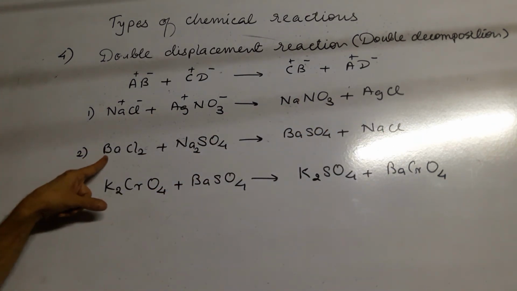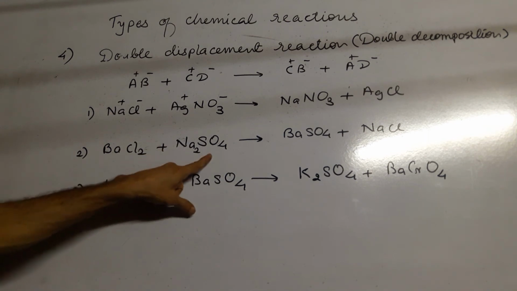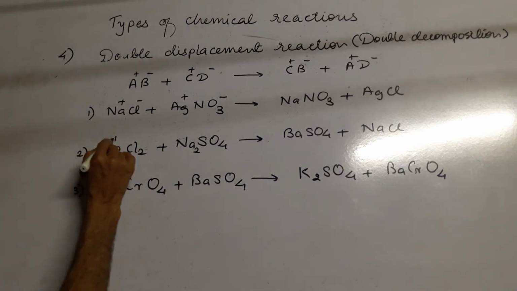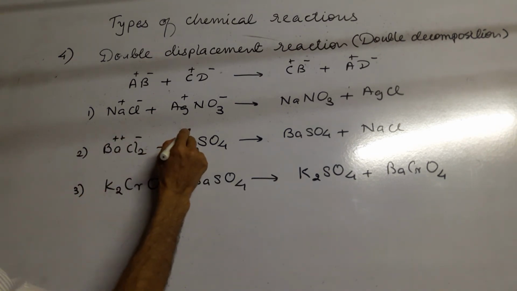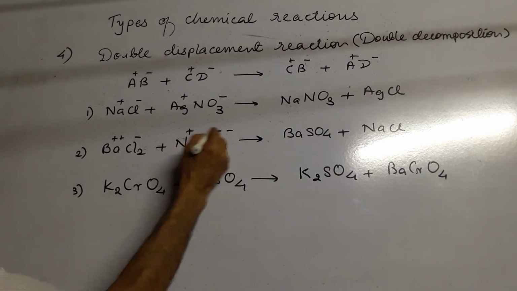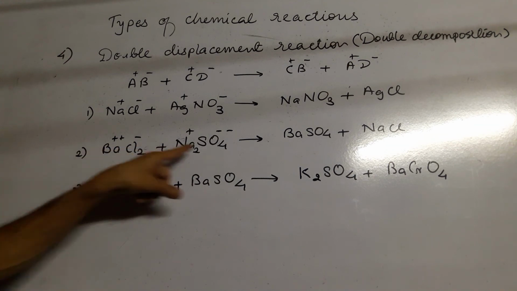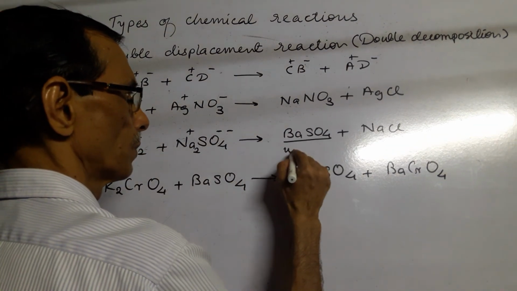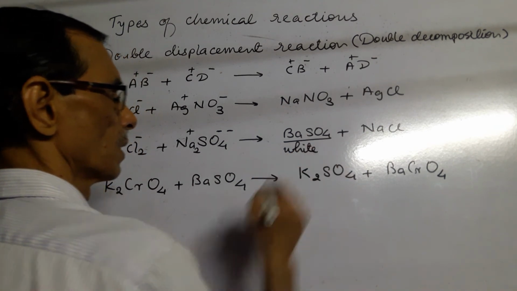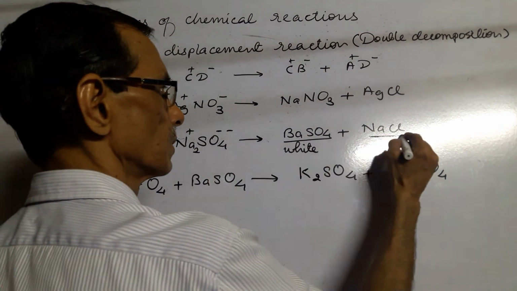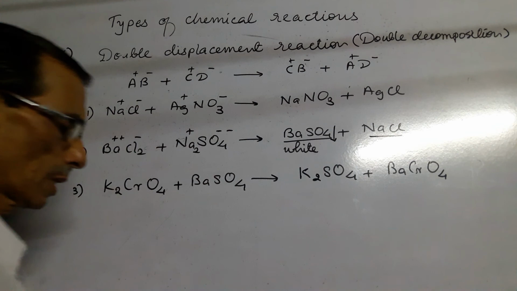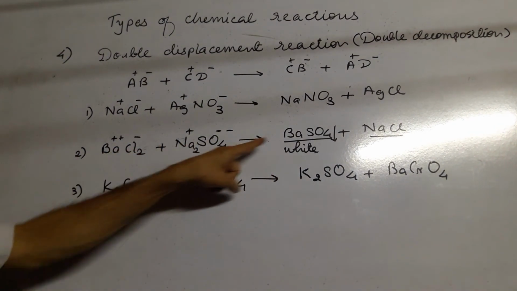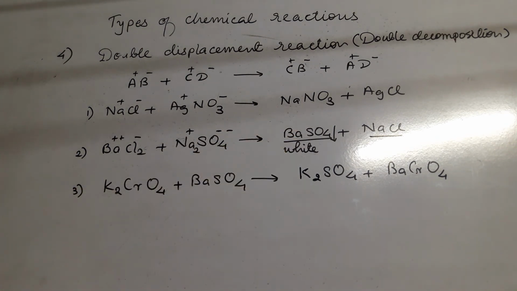At the same time, if we take barium chloride and sodium sulfate, barium is 2 positive charge, chlorine 1, sodium 1 and sulfate 2. So you get barium sulfate, a white precipitate, and common salt is formed. This is precipitated, it doesn't dissolve in water. So you get barium sulfate and sodium chloride.